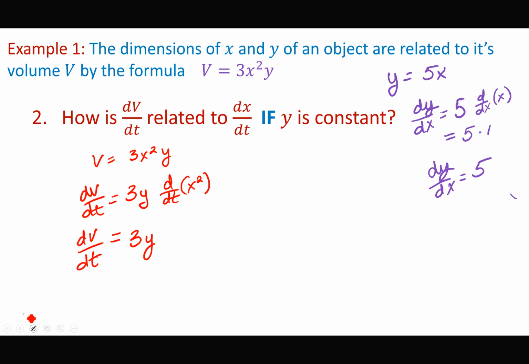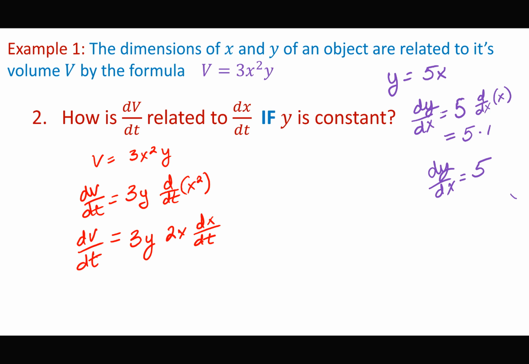All right, so back to this one. What is the derivative of x squared with respect to t? Jacob. So 2x, and then what? That dt, dt is on the bottom. dx/dt, okay? Don't forget that.